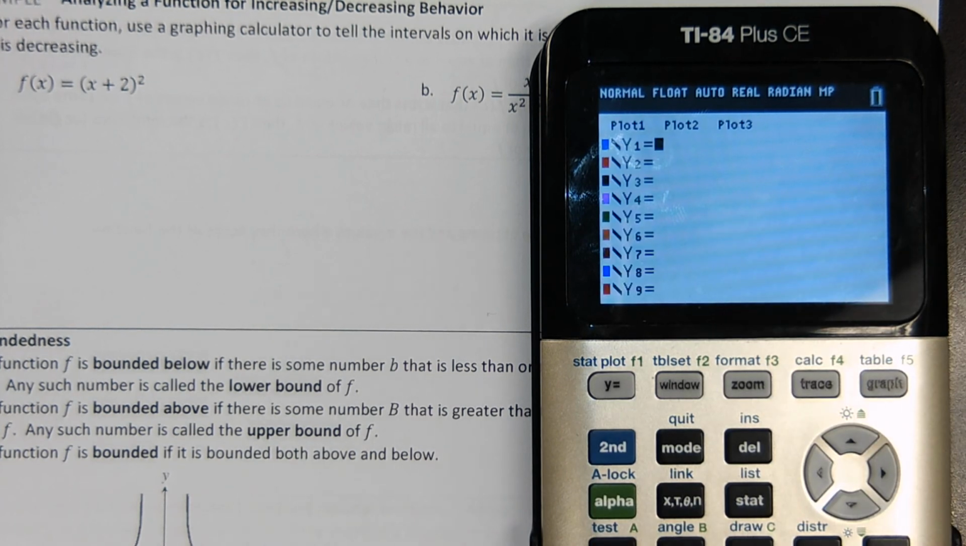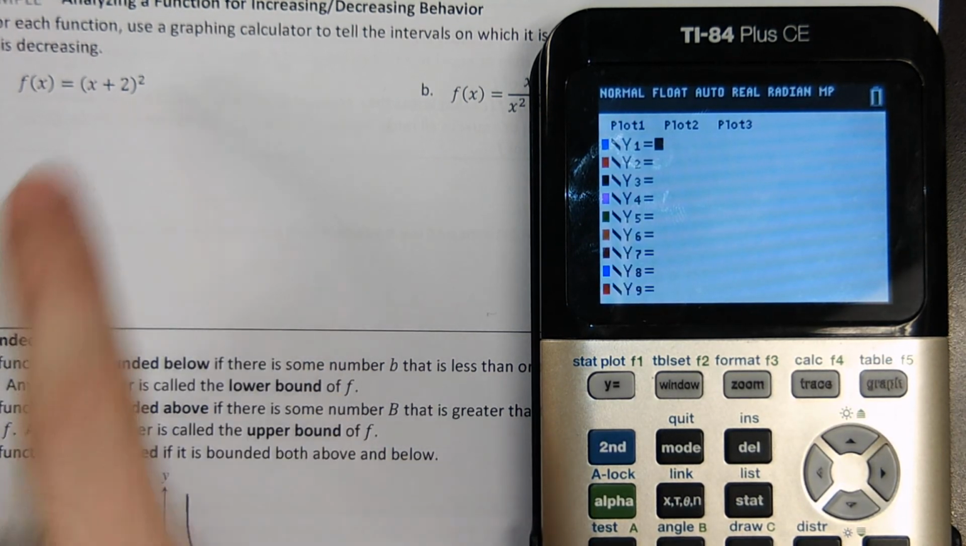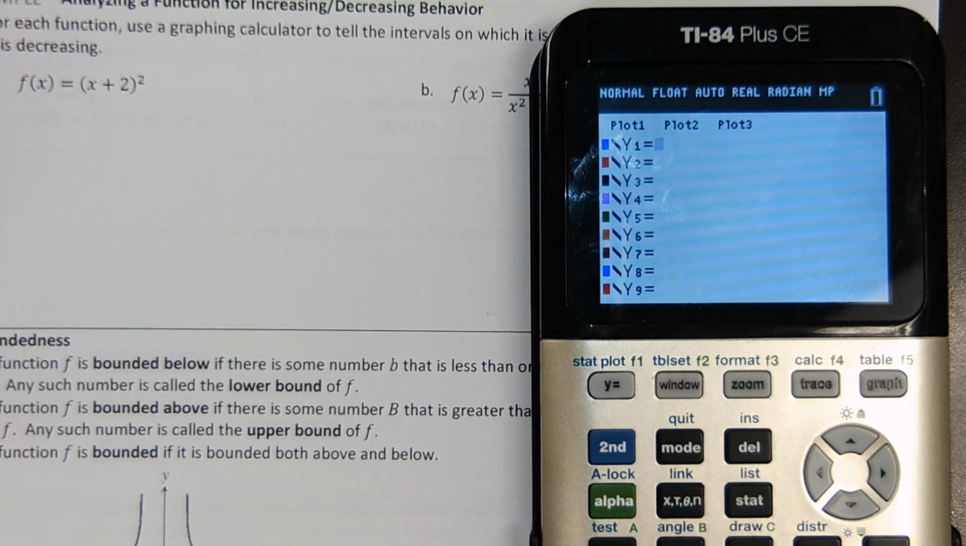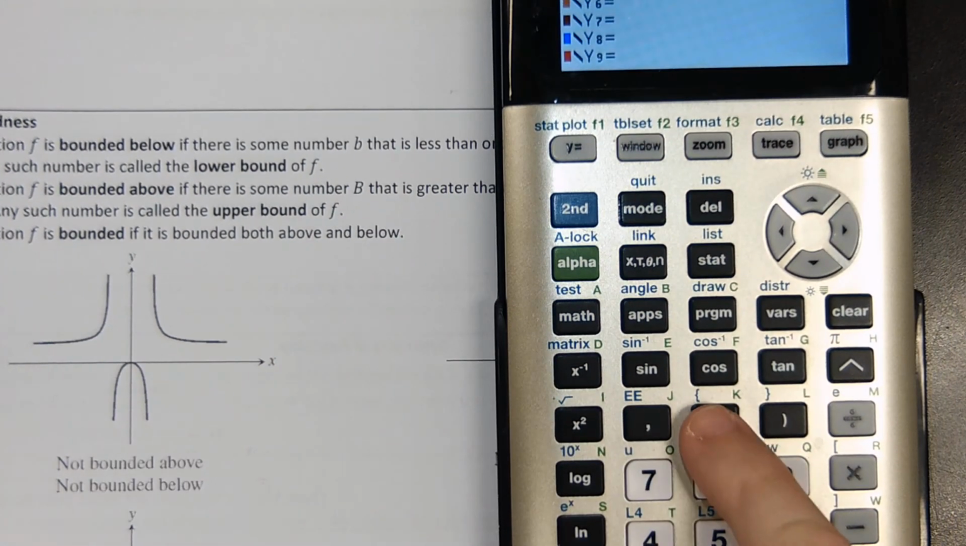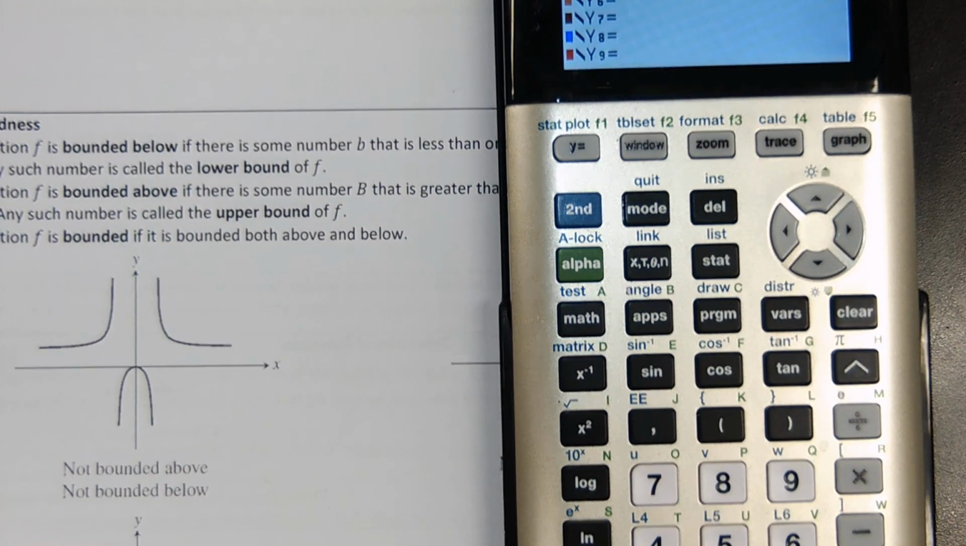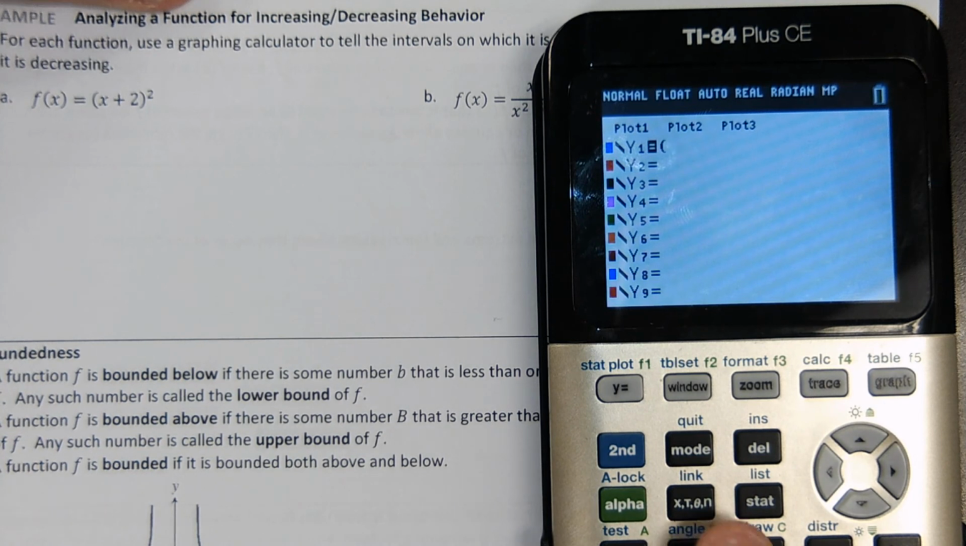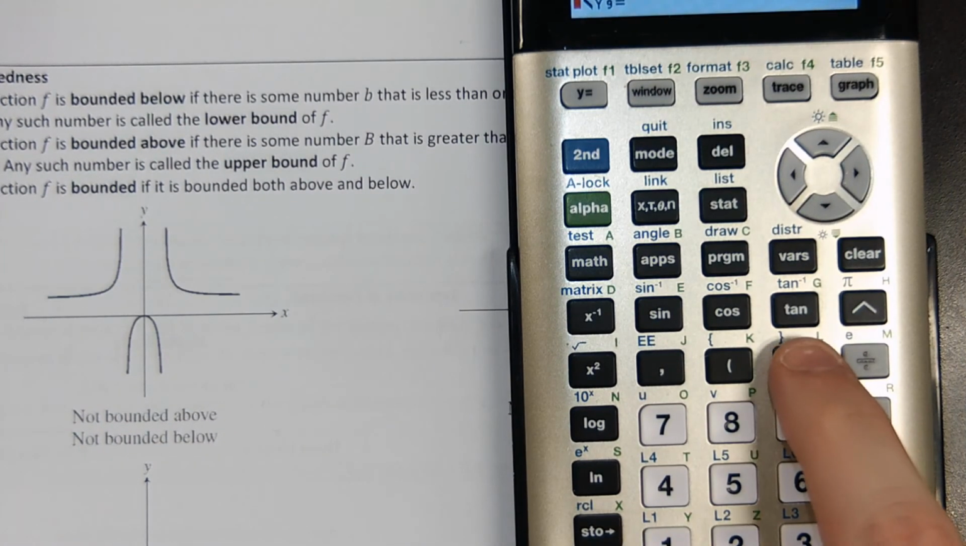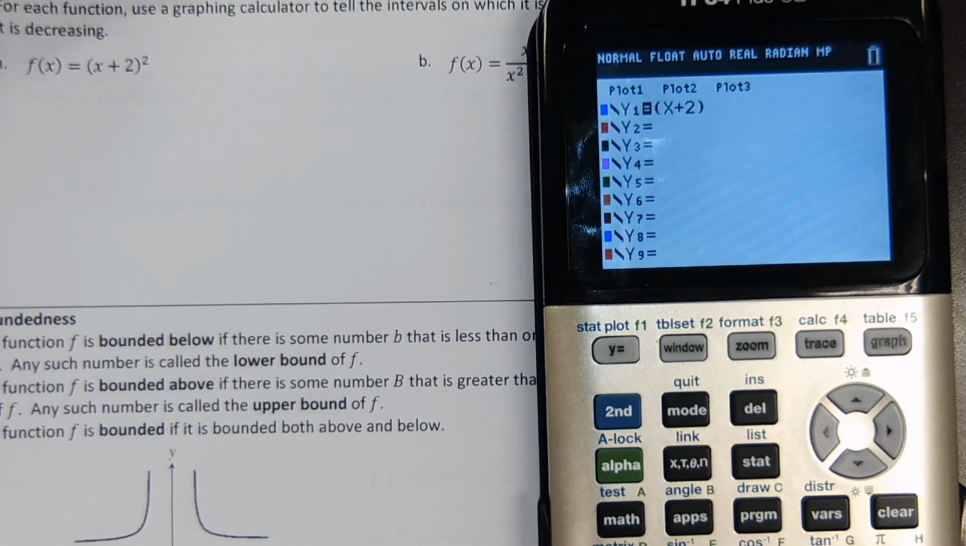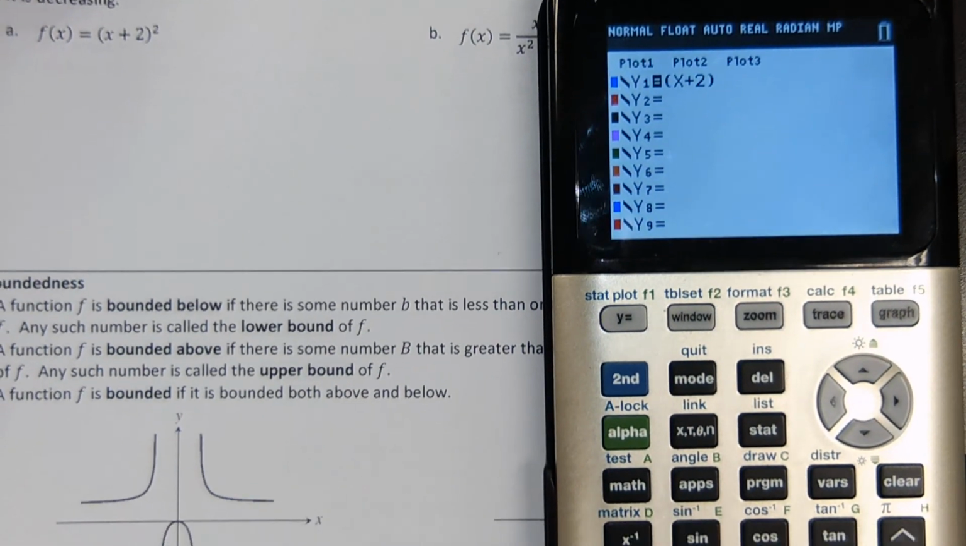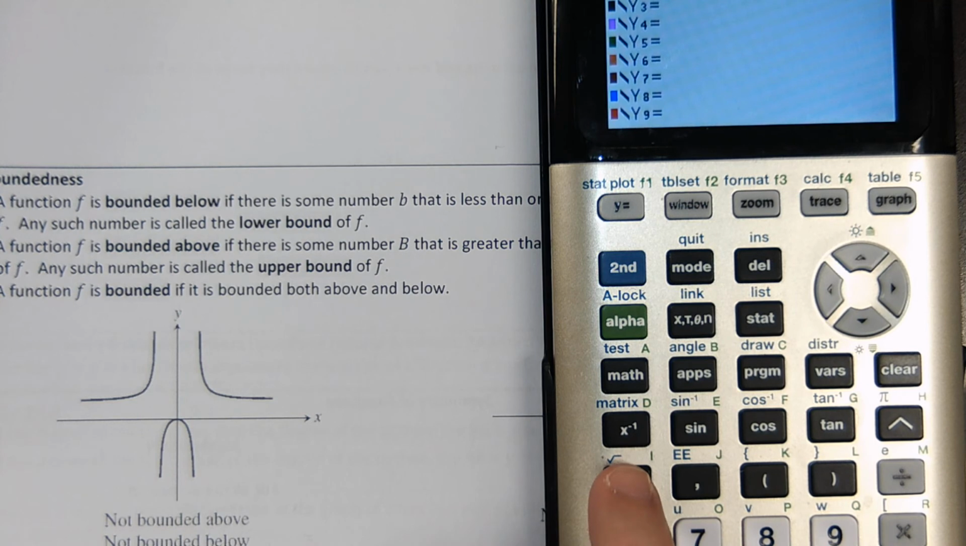We'll go to y equals, and I'm going to type exactly what I see here. Parentheses, right there, above the 8. X plus 2, x plus 2. Close parentheses above the 9. And then there is an exponent of 2 button right here.